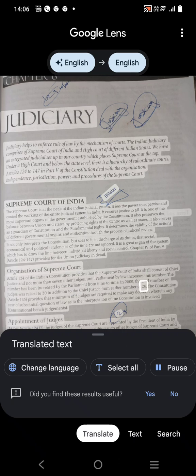The Constitution, Article 145, provides that a minimum of 5 judges are required to make any decision in any case where a substantial question of law as to the interpretation of the Constitution is involved. These are constitutional bench judgments.